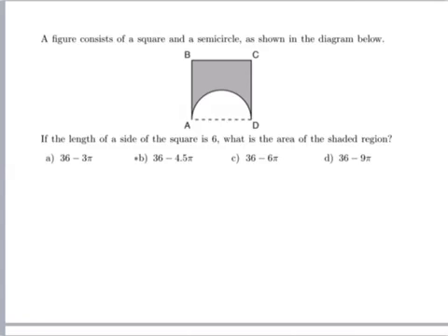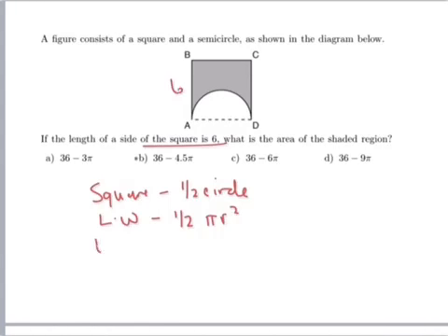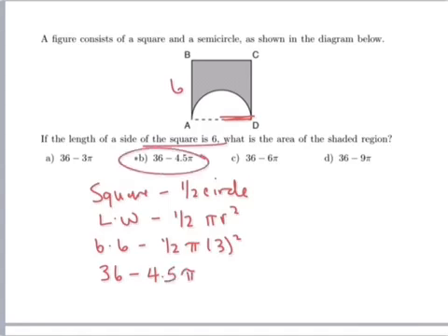Again, another composite shape, but this time we're taking a square, and we're going to subtract out half a circle. So that would be length times width minus 1/2 pi r squared. They tell me that the side of the square is 6, so that's going to be 6 times 6. But if the side of the square is 6, then the radius of the circle would be 3. So that's going to be 36 minus 3 squared is 9, and half of 9 is 4.5 pi.